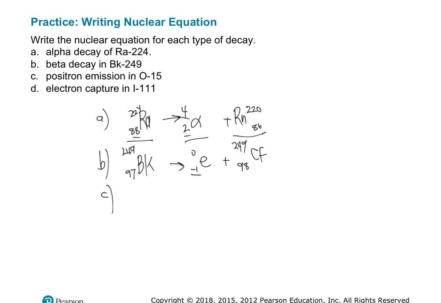For C, I have positron emission of oxygen-15. Oxygen is number 8. So if I have positron emission, that means it turns into a positive electron. And so I'm going to lose a charge, so I'm going to become number 7, but my mass will stay the same. So number 7 is nitrogen.